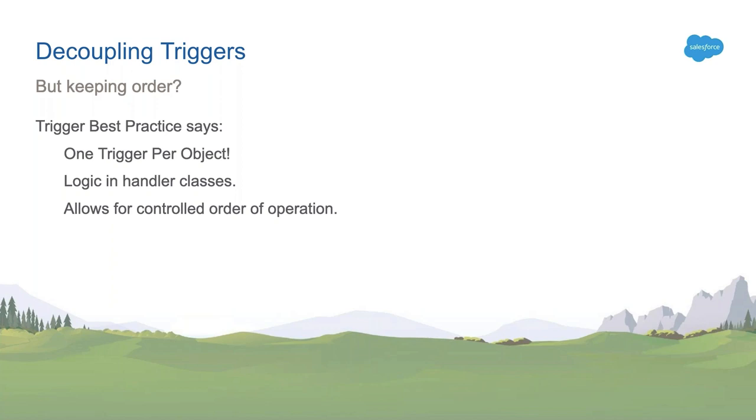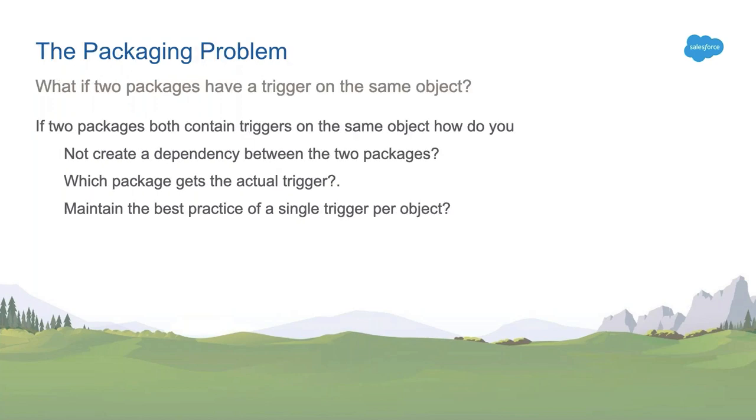Our trigger best practice that we've been preaching from Salesforce for as long as I can remember is one trigger per object. You put your logic of the trigger in a handler class instead of in your trigger itself. This allows for all sorts of things, but order of operations is one of the big reasons. Helps with testing, et cetera. This is though the problem, because if you have one trigger per object, and especially if you've got one trigger with all the logic in the trigger, then how do you update one package without adjusting the triggers for everything? Have you run into this?